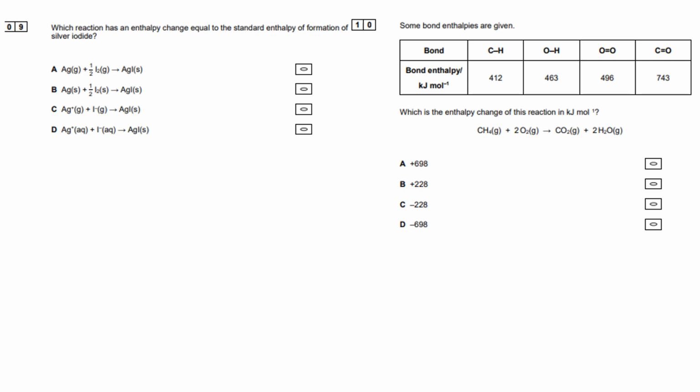Question number 9. Which reaction has an enthalpy change equal to the standard enthalpy of formation of silver iodide? So remember the definition, key definition here. What is enthalpy of formation? That's where you're forming 1 mole of a compound from its elements in their standard states under standard conditions. So if we're forming 1 mole of silver iodide, that's our compound, we're forming it from its elements. So its elements are silver and iodine.